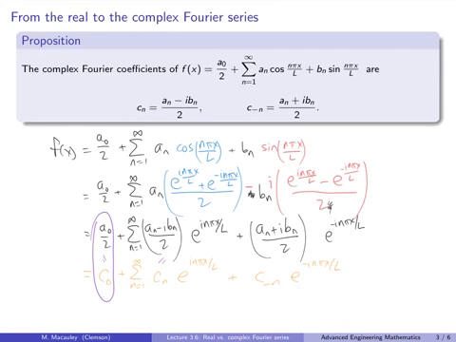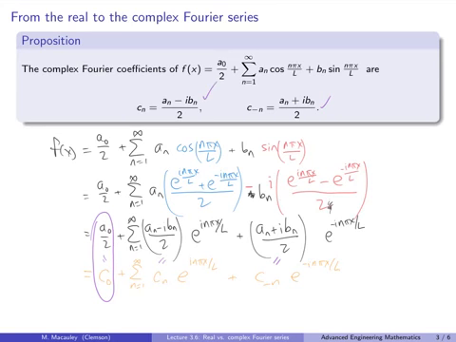C_n is, by definition, the coefficient of this exponential. So C_n equals a_n minus i b_n over 2. That's what we got right there. And then C_minus n has to be a_n plus i b_n over 2. And that's this thing right here. So we just verified these two things.